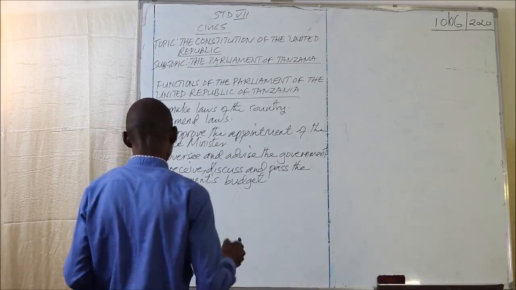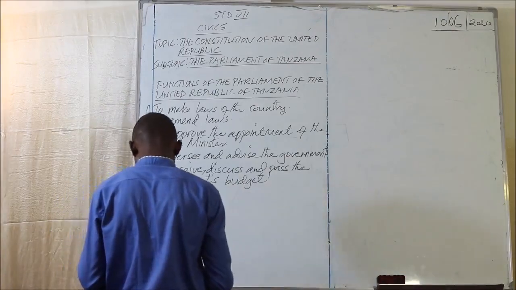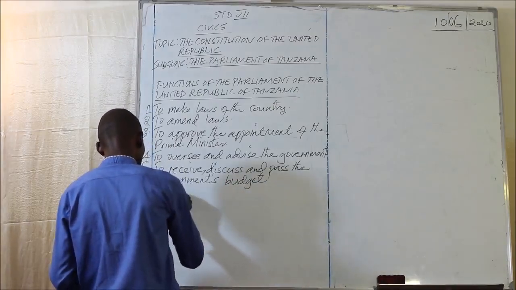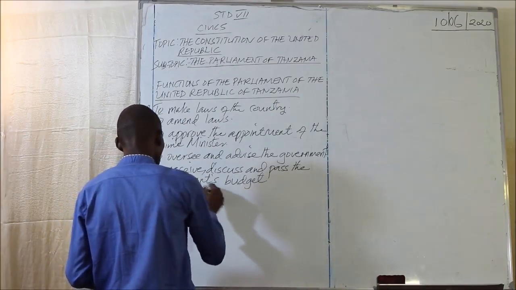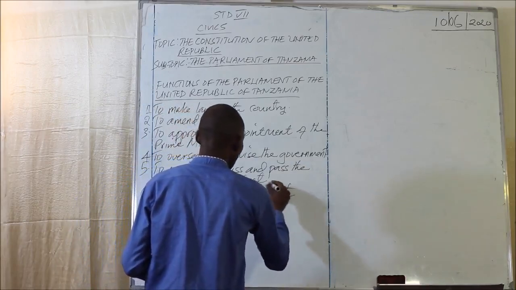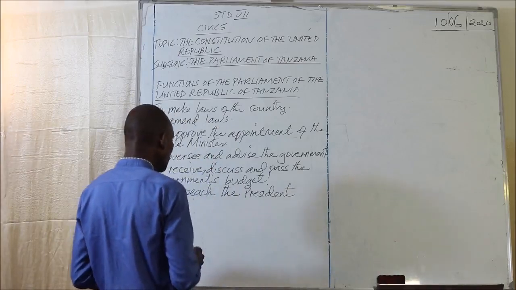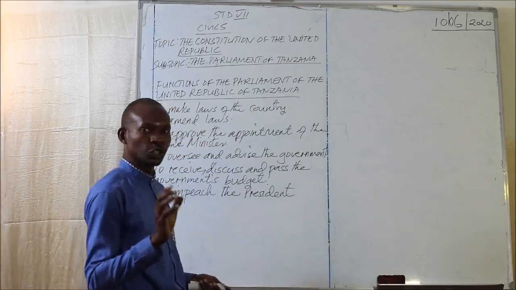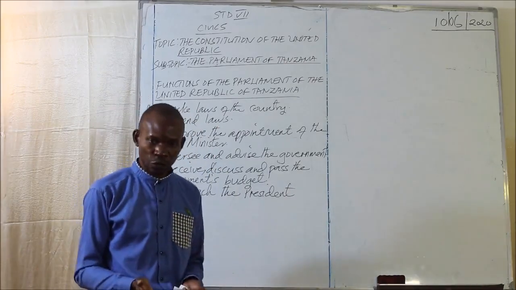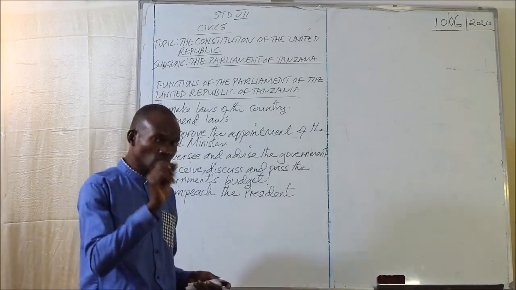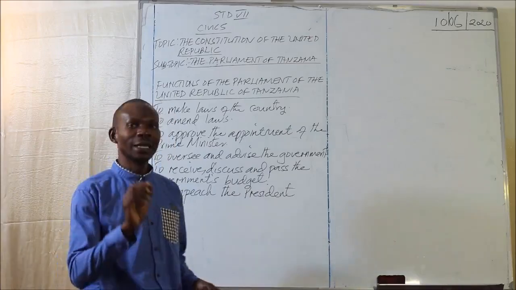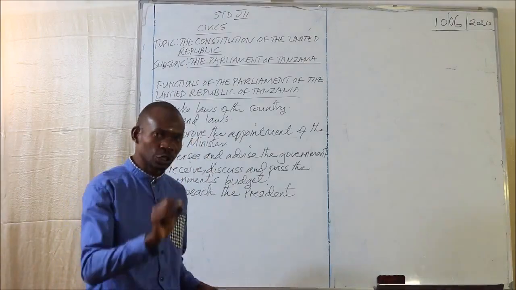Then another function of the parliament is to impeach the president. Impeaching the president is to sue the president and remove him from office. So the main pillar, or the only pillar, with the authoritative powers to remove the president from office is the parliament or the National Assembly.